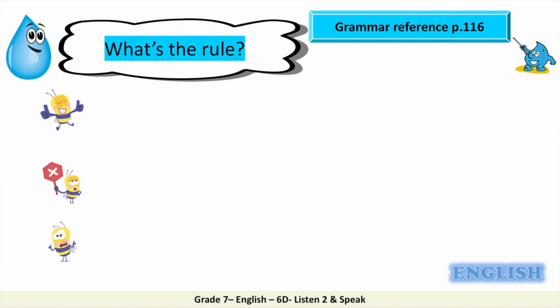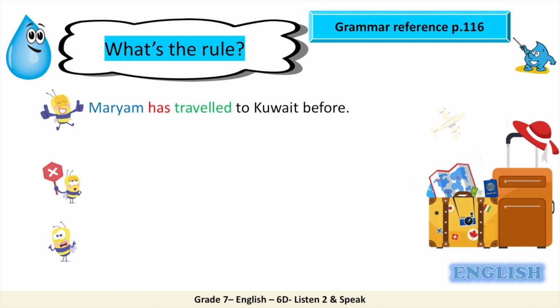So what's the rule for the present perfect simple? Let's start with an affirmative sentence and look at the following example. Maryam has traveled to Kuwait before. How do we start our sentence? That's right, we start with a subject, then has or have, then verb in past participle.